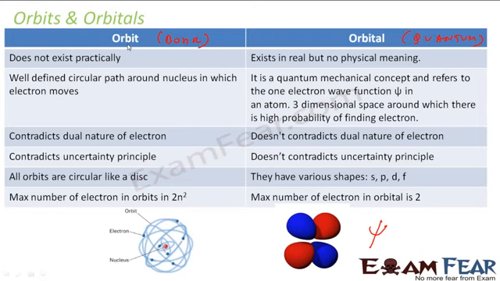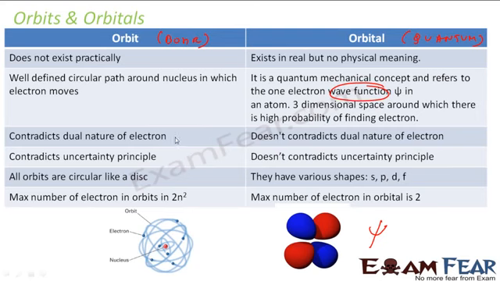In this theoretical concept of orbit, Bohr defined an orbit as a well-defined circular path around the nucleus in which the electron moves. Orbitals are nothing but a quantum mechanical concept and refer to one wave function. It's the three-dimensional space around the nucleus where there is a high probability of finding electrons.